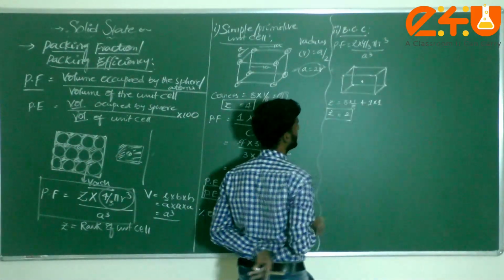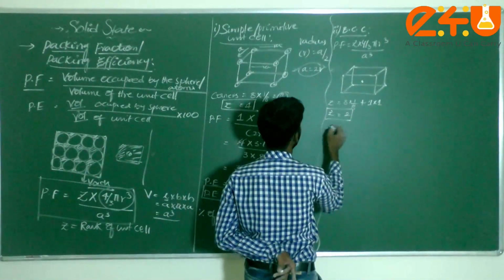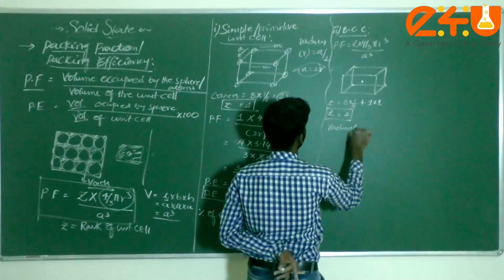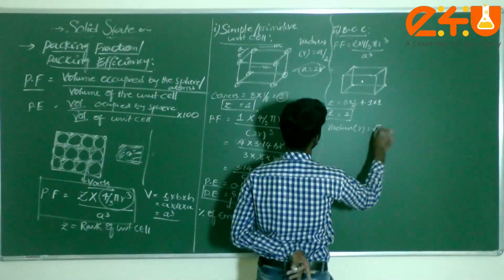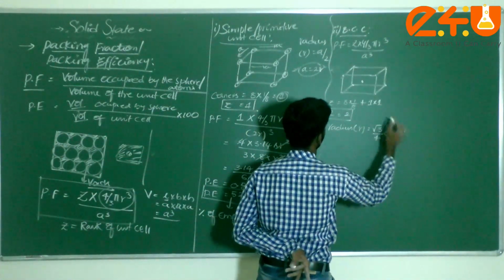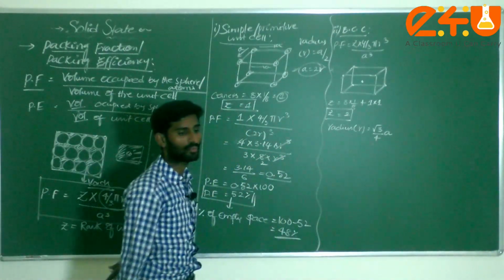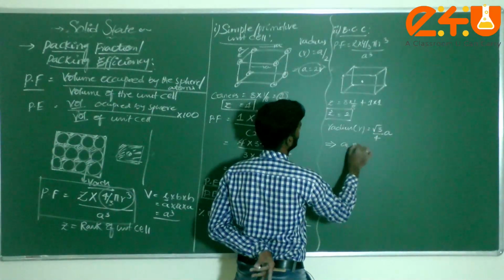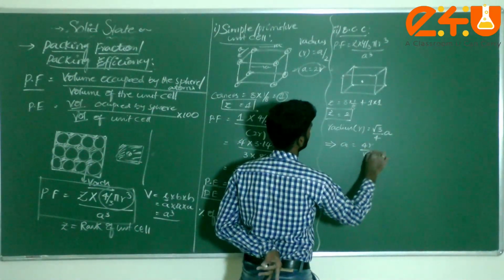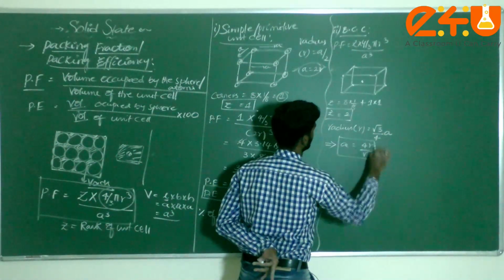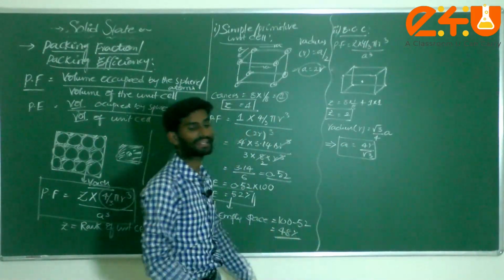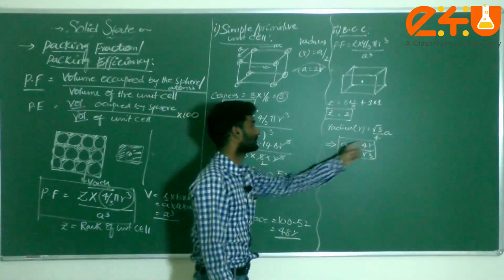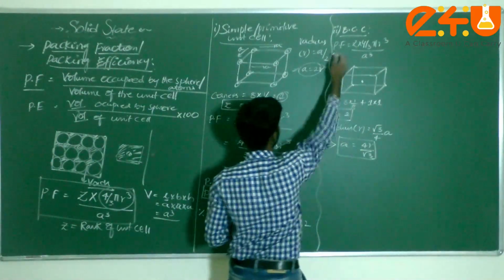Next one, what about the edge length? First of all, we need to understand what the radius is. Radius, R is equal to square root of 3 by 4 into a, or not? For body center, root 3 by 4 into a, that you can write here. Then a is equal to 4R divided by root 3, or not? We already discussed in the previous lecture. The radius of the body center is equal to square root of 3 by 4 a. a is equal to 4R by root 3. Just I am substituting here.